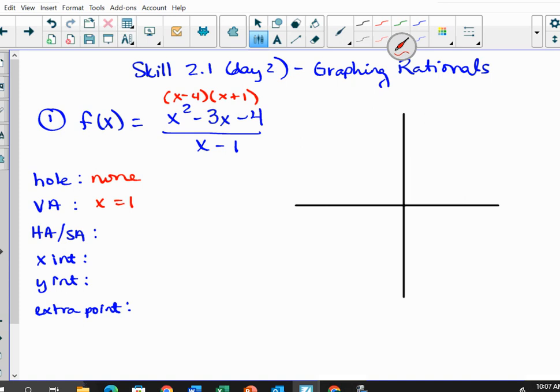Okay. Top heavy, bottom heavy, or equal? What do we have going on this time? Top heavy. What does that mean we have? Slant asymptote. Okay. So we have to do a little work to find our slant asymptote. We have to actually divide the numerator by the denominator. What kind of division do you think we want to use? Let's do synthetic. I'm going to just squeeze it in. I think I've got enough room here.